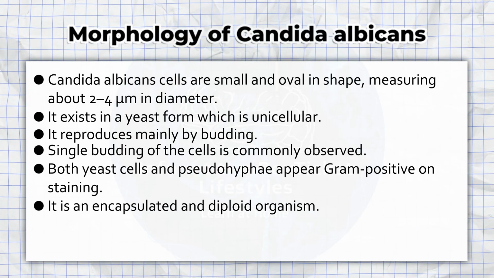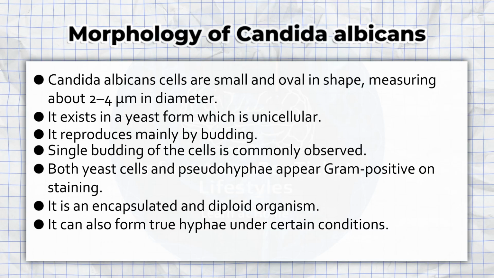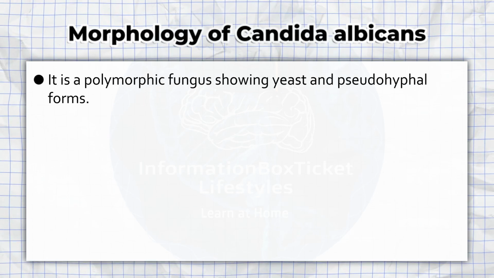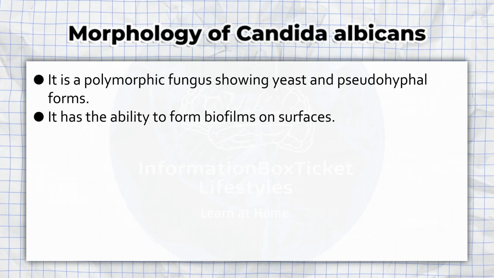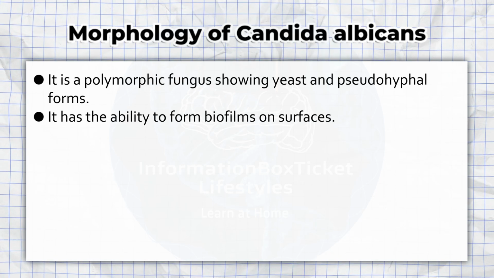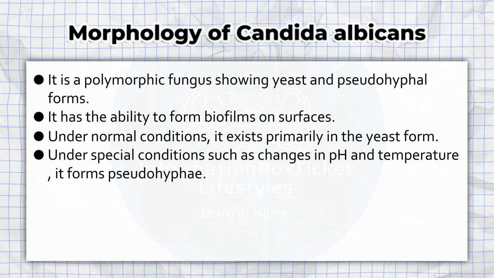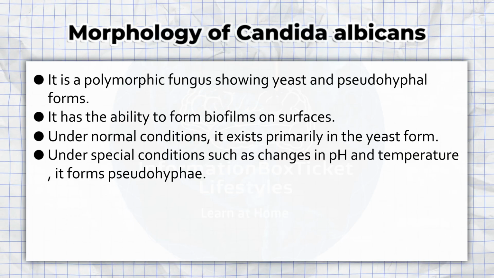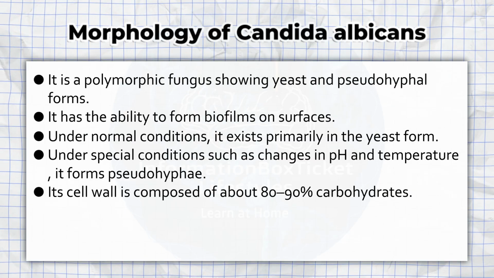It is an encapsulated and diploid organism. It can also form true hyphae under certain conditions. It is a polymorphic fungus, showing yeast and pseudohyphal forms. It has the ability to form biofilms on surfaces. Under normal conditions, it exists primarily in the yeast form. Under special conditions, such as changes in pH and temperature, it forms pseudohyphae. Its cell wall is composed of about 80 to 90% carbohydrates.